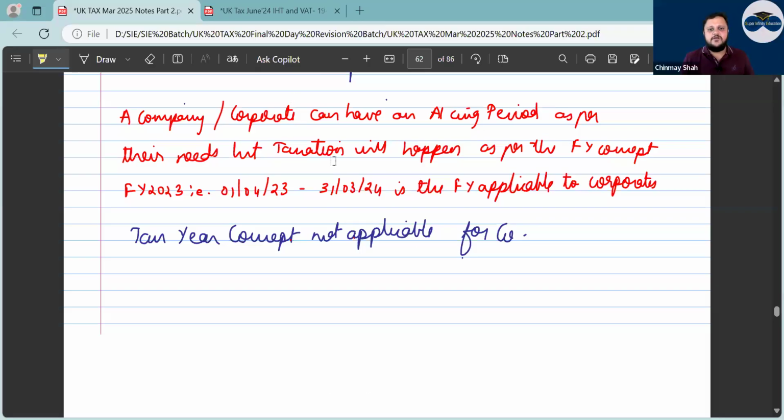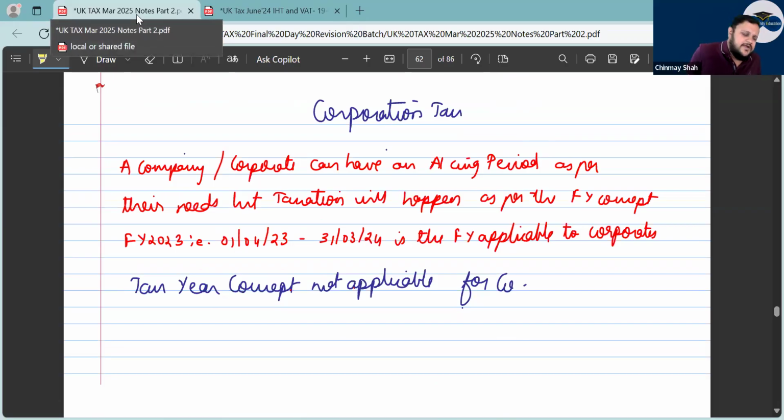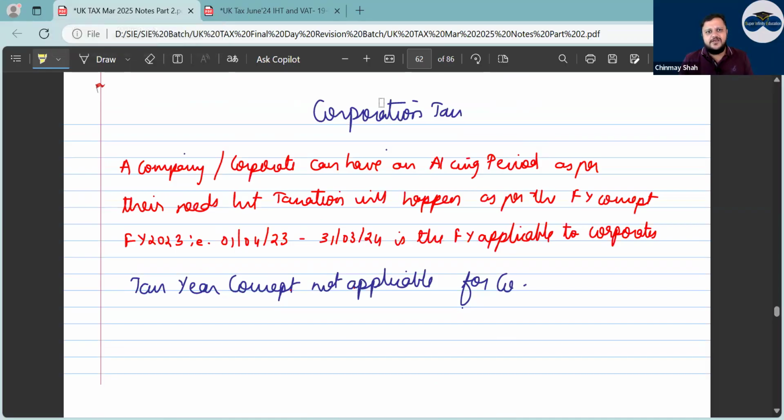A company or a corporate can have an accounting period. First thing that comes for corporates: two things are important in corporate taxation. One is the tax calculation, which has changed this quarter, but now three quarters have passed, so you should be very well versed with the tax calculation. Are any of you giving the UK tax exam again, or is it the first time?